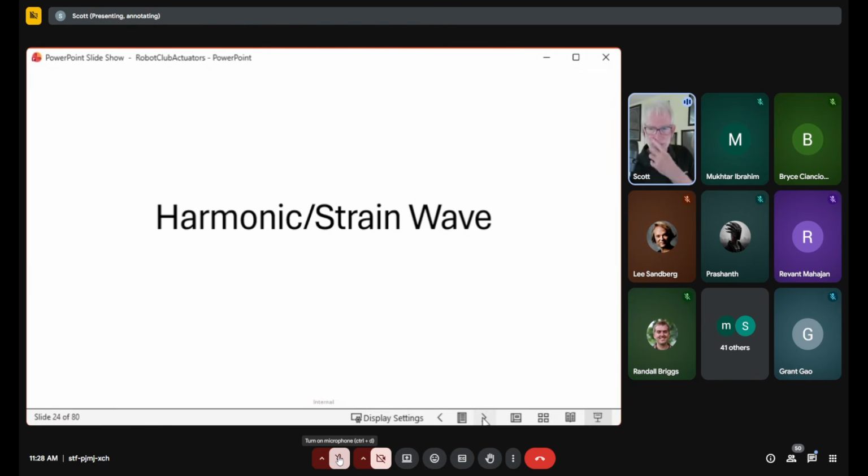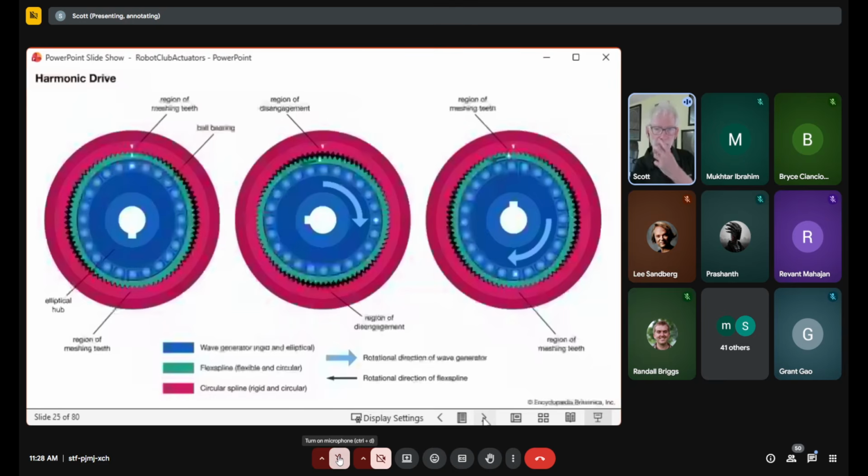Okay, then the next is harmonic and strain wave. The harmonic drive is kind of interesting. If you look at it, you'll notice it's kind of elliptical. It's made up of three pieces. There's this interior part, which is sometimes called the wave generator, and it goes around and it's elliptical in shape. And between it and the output shaft is this thing they call a flexi spline, and it has maybe two teeth less than the number of teeth on the outside.